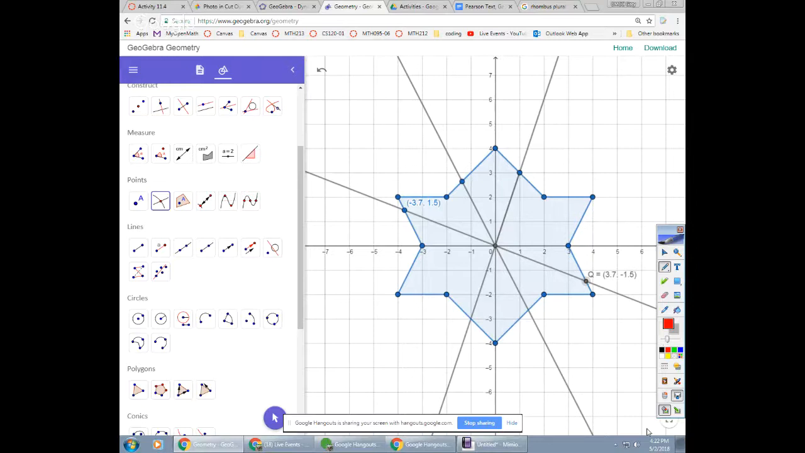Yeah, so if you pick one point on the edge of your figure and you draw a line through the center, the other endpoint is going to be the same distance from the center. That's one way to look at 180 degree symmetry.